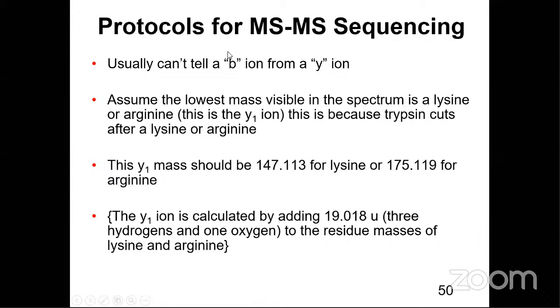The first point is to understand the B and the Y ions. The lowest mass visible in the spectrum is lysine or arginine, and that will be your Y1. This is because trypsin cuts after a lysine or arginine. These are some rules which one needs to understand. The Y1 should be 147.113 for lysine, and for arginine it could be 175.119. So try to find out.